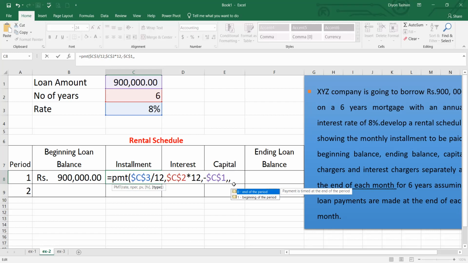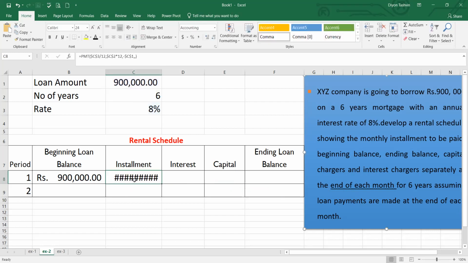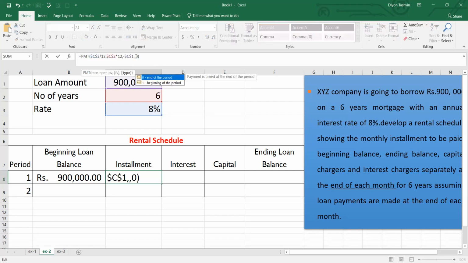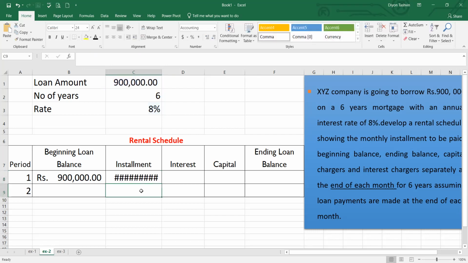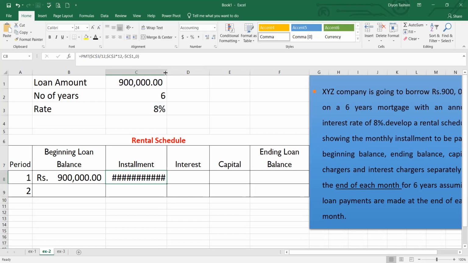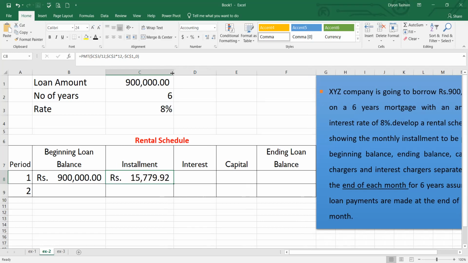Type means the payment term, whether we are going to pay at the end or at the beginning. So in this one, it mentioned that we are going to pay at the end of each month. Therefore, in this formula, we have to put 0, which indicates the end of the time period. Then you have to press enter. When you press enter, you can see the Excel formula will automatically calculate the installment value.